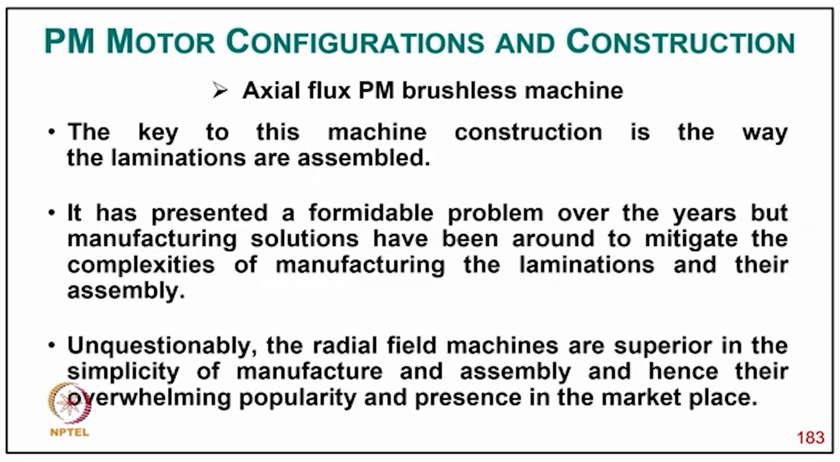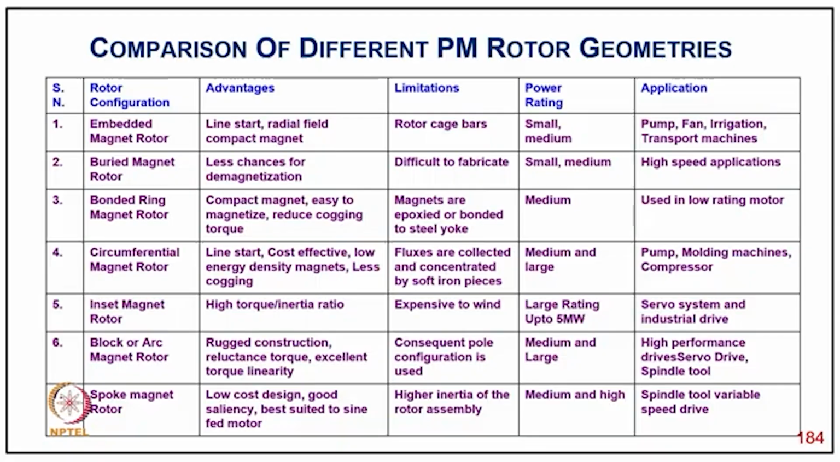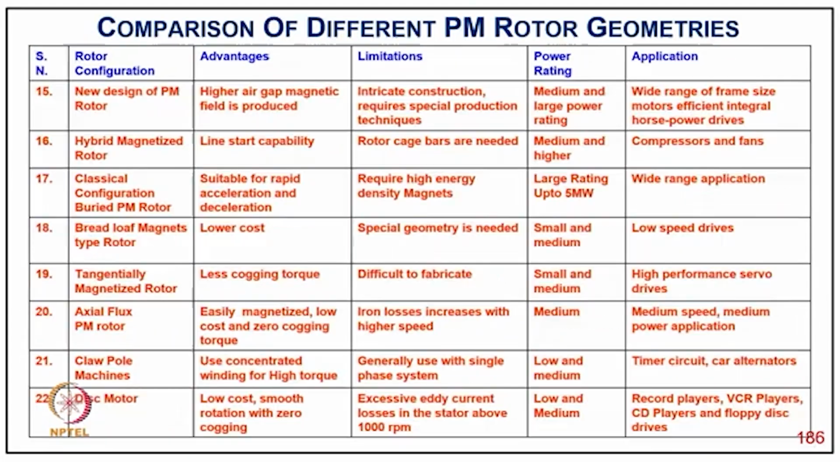So the key to this machine's construction is the way the laminations are assembled, and it has presented a formidable problem over the years, but manufacturing solutions have been found to mitigate the complexity of manufacturing the laminations and their assembly. Unquestionably, radial field machines are superior in simplicity of manufacture and assembly, hence their overwhelming popularity and presence in the marketplace. These are typical comparisons of different kinds of permanent magnet rotor geometry, which I have shown, with the advantages, limitations, ratings and applications.